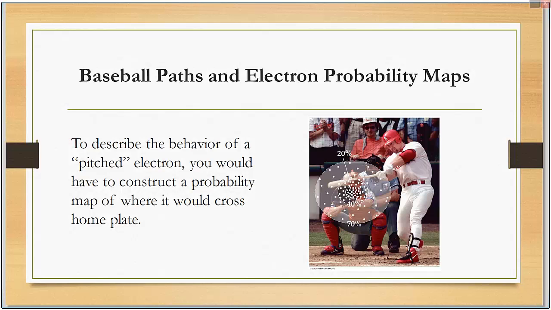So here we go. 20% of the time it lands right smack dab in the middle. 40% of the time it lands within this circle. 70% of the time it lands within this circle. So anywhere from here on in is 70% of the time. From here on in is 40% of the time. The exact bullseye would be about 20%. To describe the behavior of a pitched electron, you would have to construct a probability map of where it would cross the home plate.